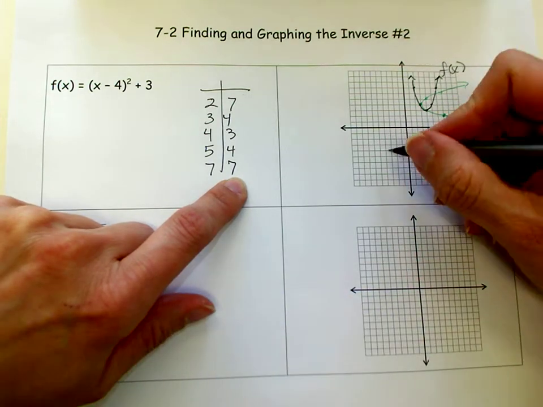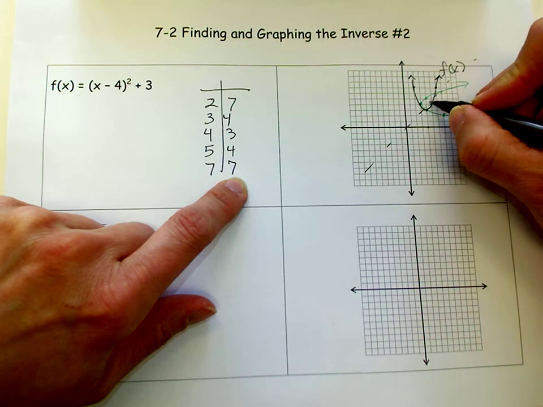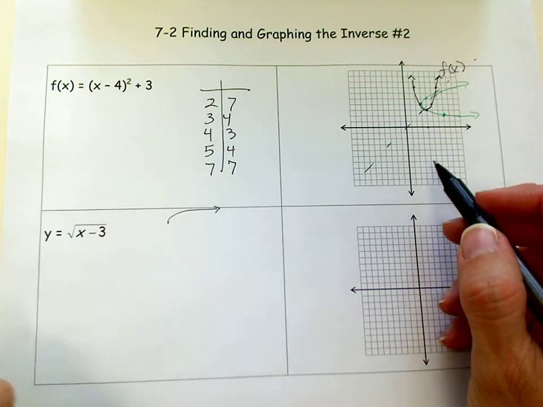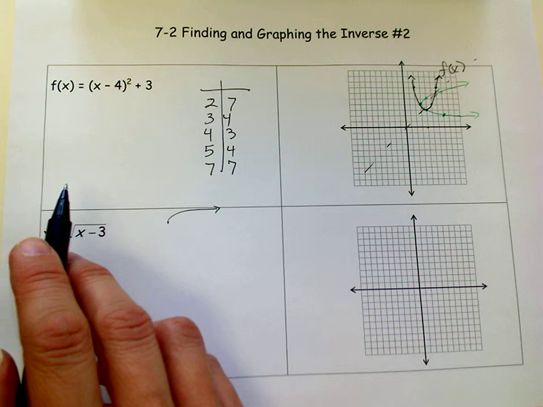And remember, our goal is for them to always be symmetrical about the line x equals y, and you see that that is right there. But let's just real quick find the inverse function.